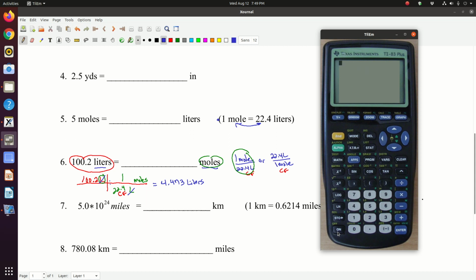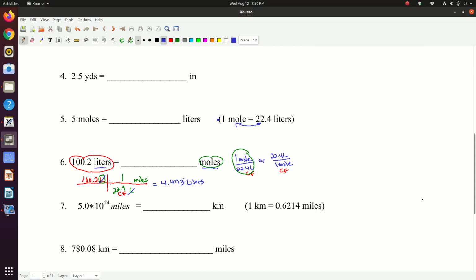Let's do this on here so we can check the raw number. 100. I got to turn it on. It's on. It's on numlock. 100. There we go. 0.2. And I'm going to divide by 22.4. And okay, so I do have more numbers in my raw number. 4.7321426. For 4.73214. That's at least enough.